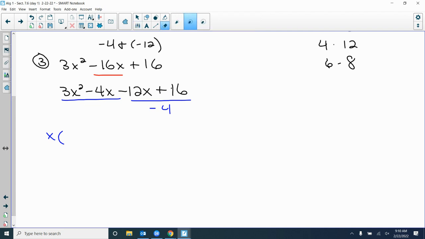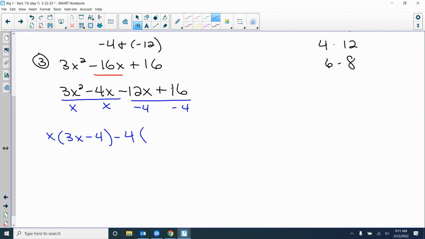Maybe I should do it this way. Think of x going into both of those. What's 3x squared divided by x, Lucas? 3x. What's negative 4x divided by x? Negative 4. Good. Okay, make that a negative 4 next to it. Make sure there's a sign there.